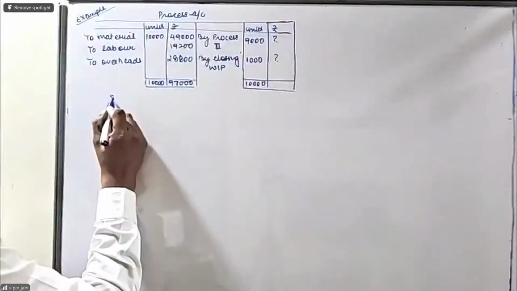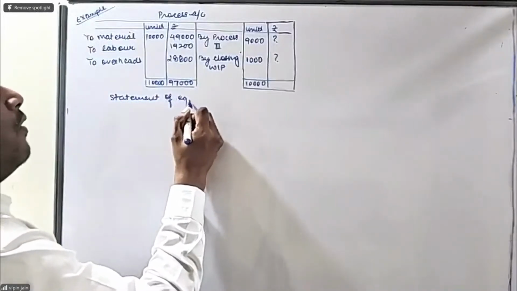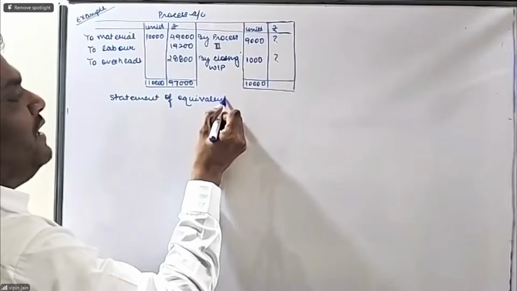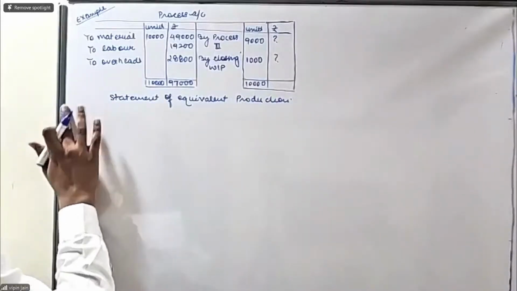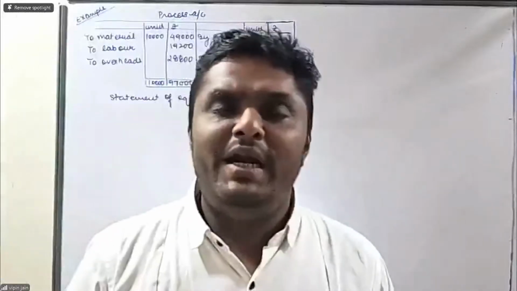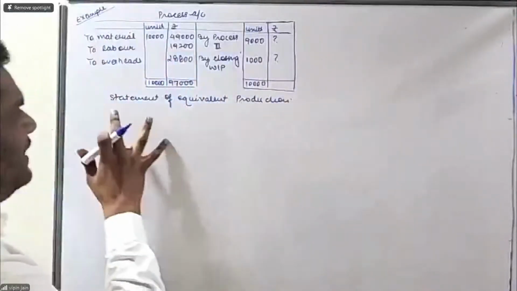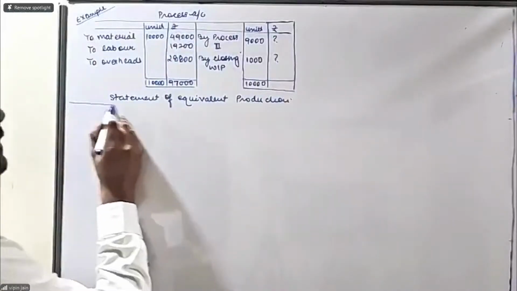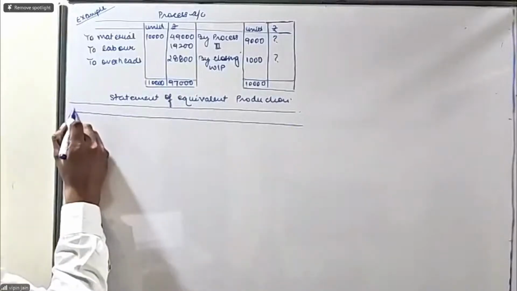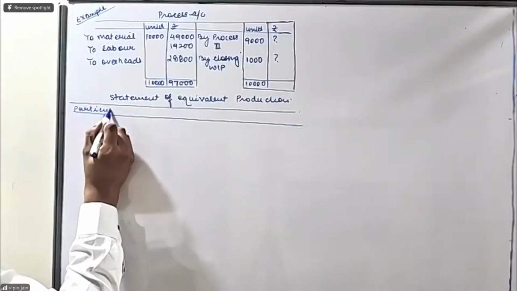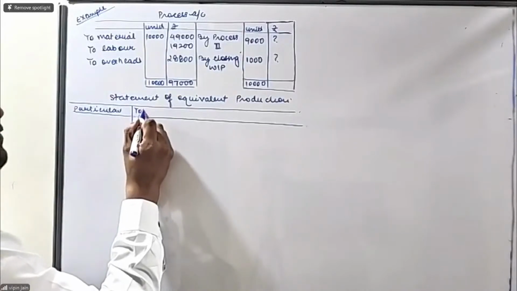So for this, we have to prepare a statement of equivalent production. So we have to calculate the equivalent number of units in some presentable way. So do make a note of it, guys. We have to prepare a statement of equivalent production. So the first column will be the particulars, total number of units.